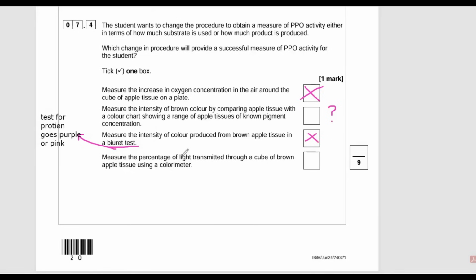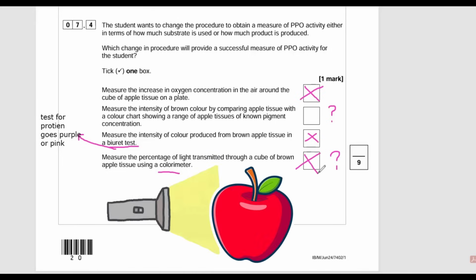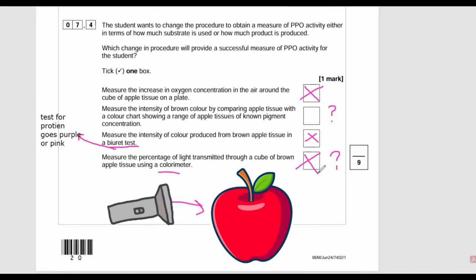Measure the percentage of light transmitted through a cube of brown apple tissue using a colorimeter. Now we might say, oh, hold on a minute, this one sounds pretty good. How much light can get through an apple? Well, can light get through an apple? The answer is no. No light's going to get through an apple, whether it's brown or not brown. So using a colorimeter is pretty rubbish on that. If we wanted to use a colorimeter, we'd have to make a solution or something where the light is going to be able to get through. So that's going to be a bit complex. So we're not going to do that.